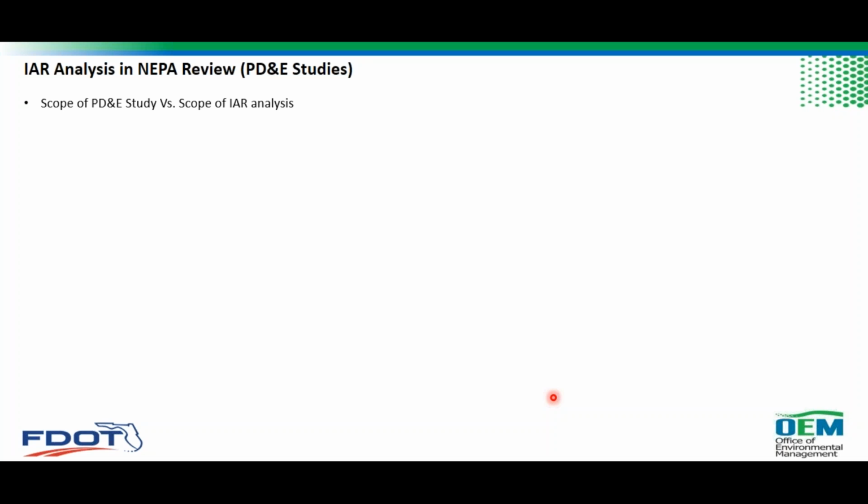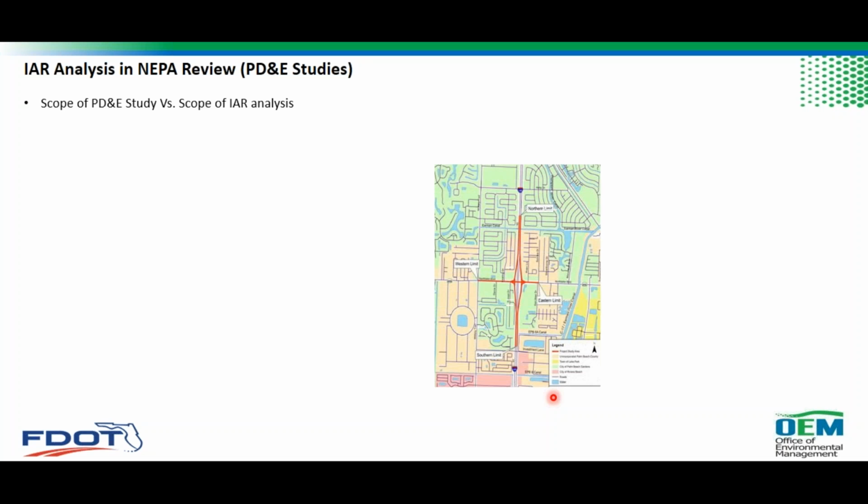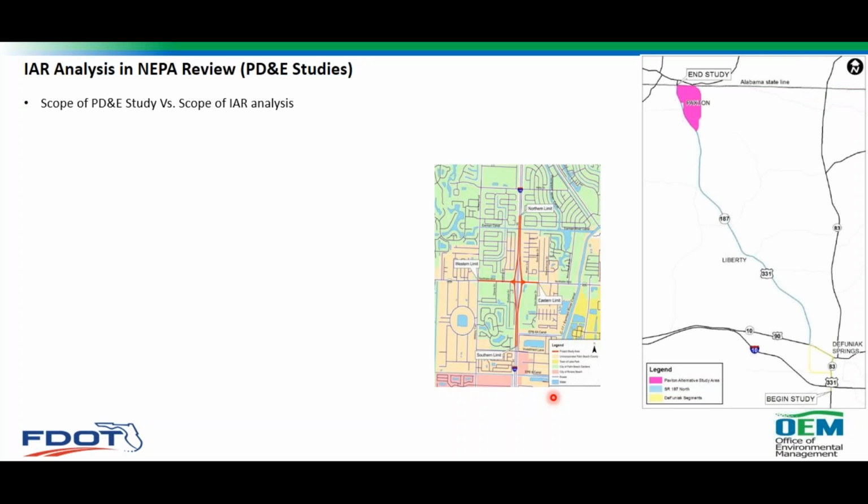IAR analysis is NEPA review on PD&E studies. And again, I'm talking about interchanges on interstate projects only. So there are two different scopes: the scope of the PD&E study against the scope of the IAR analysis. This is an example where the scope of a PD&E study matches, or is the same as, the scope of the IAR analysis. And then the IAR analysis can be shorter than the PD&E study.